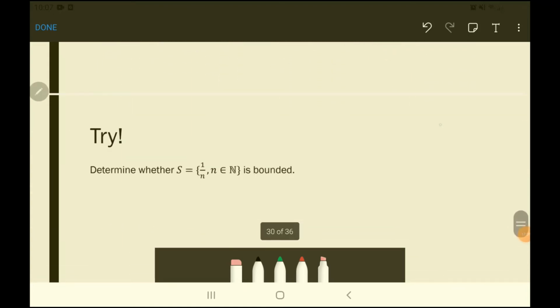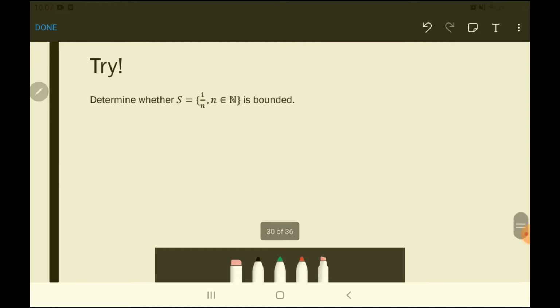Okay, and I want you to try to determine whether this set is bounded or not. These will be put in your exercise. After the video, you will find this exercise as number 1. If you want to do your exercise first, you can pause this video and work on it before continuing to the next part. In the next part, we are going to learn about supremum and infimum.